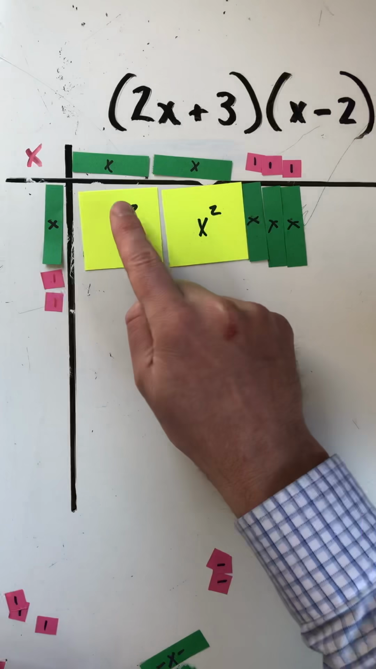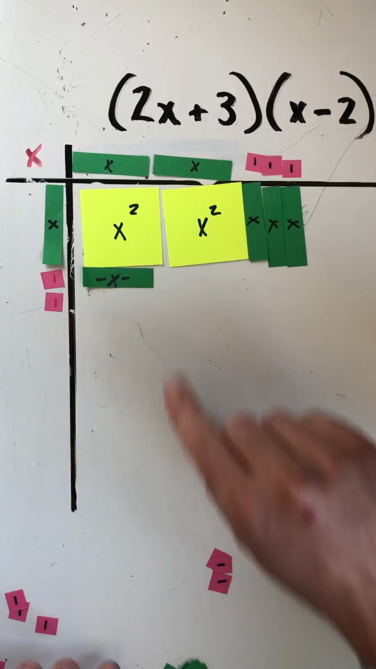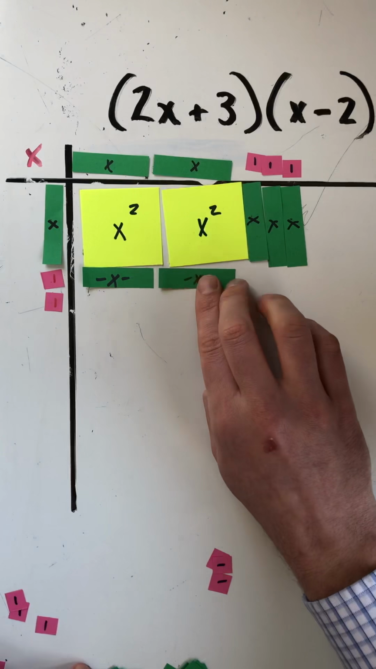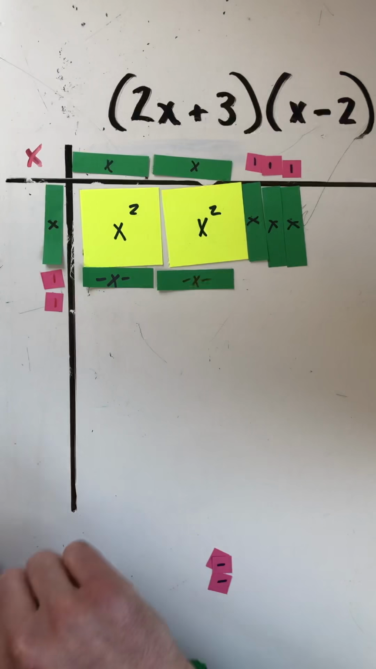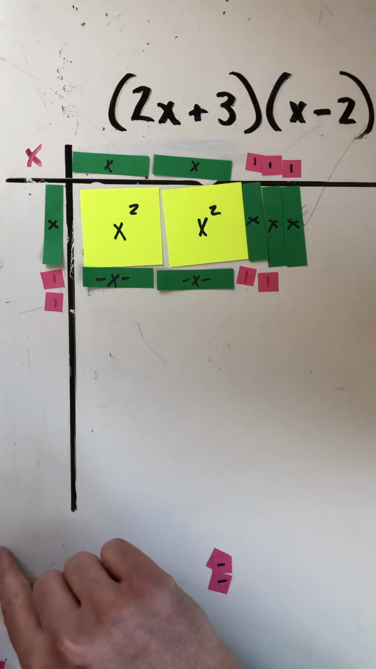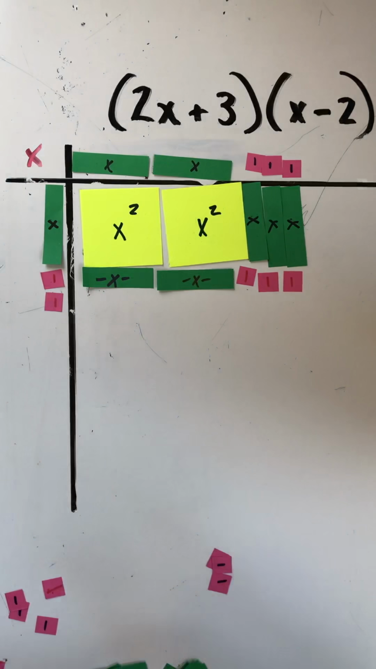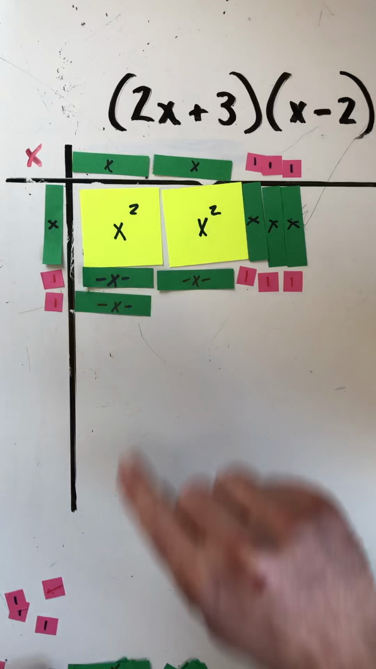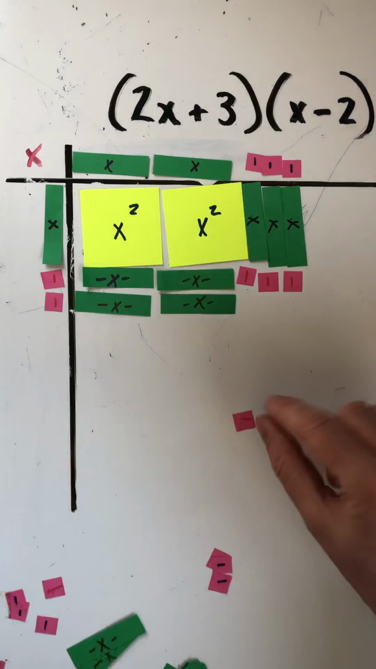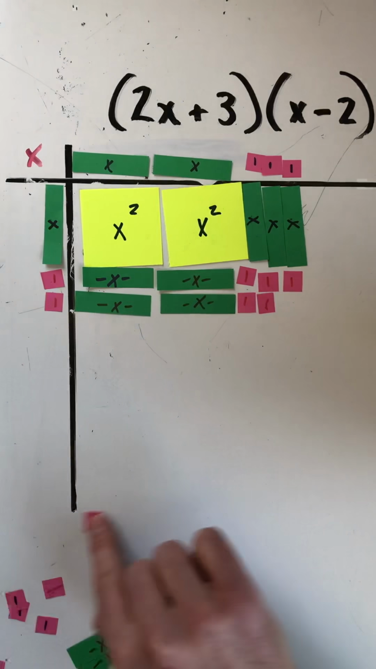Now I have my negatives. So negative x times negative 1 gives me a negative x. X times a negative 1 gives me a negative x. 1 times negative 1 is negative 1. I'm going to do the same thing again for my last one. A negative x, a negative x, and a negative 1, a negative 1, and a negative 1.